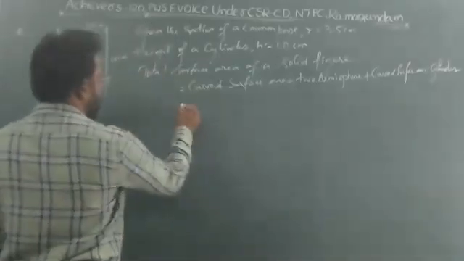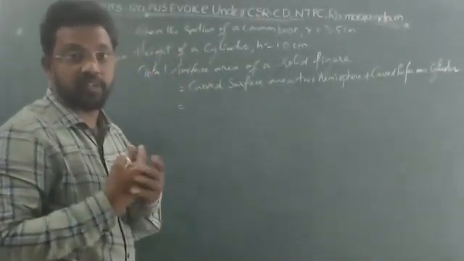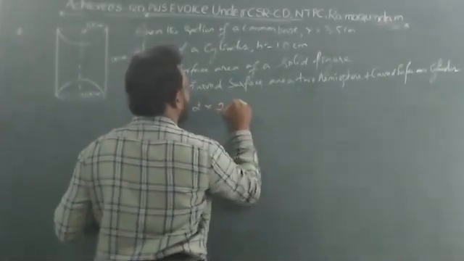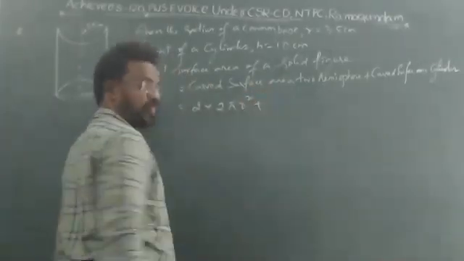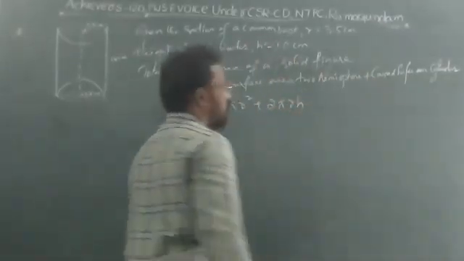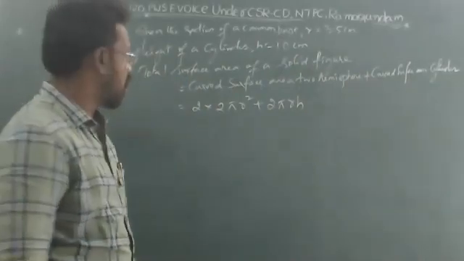So yes, here curved surface area of two hemispheres. Just now we completed the hemisphere curved surface formula, 2 pi r square. Now 2 are there, na? 2 into 2 pi r square. And curved surface area of cylinder is 2 pi r h.